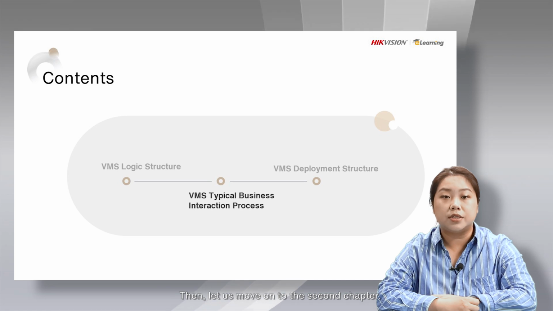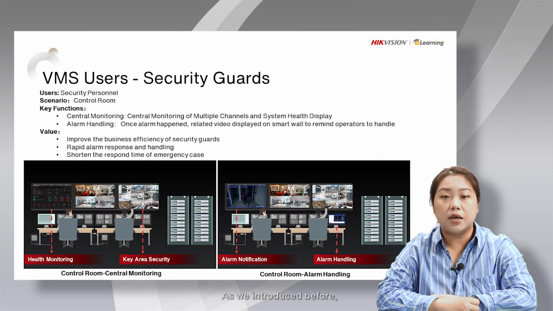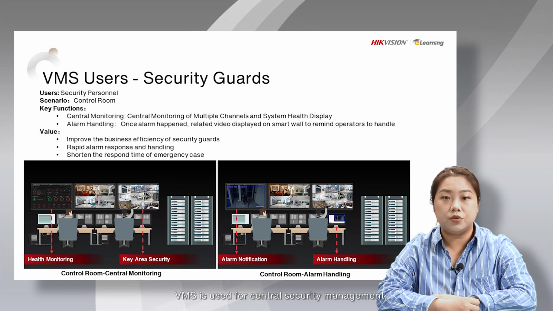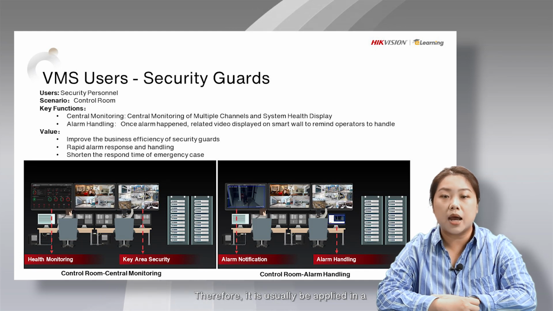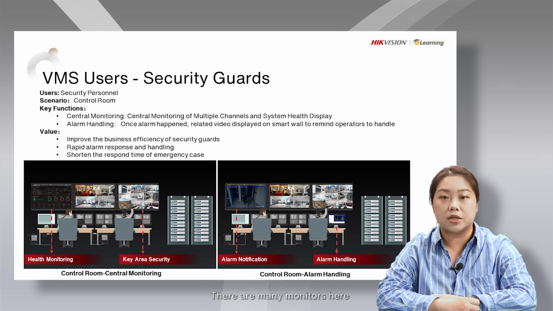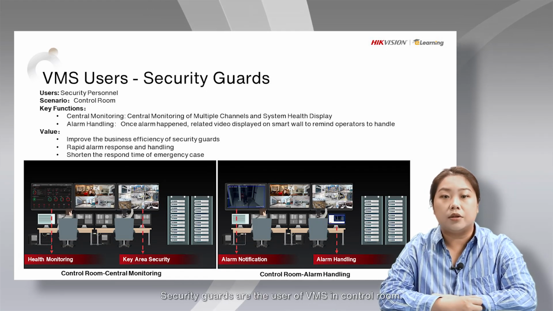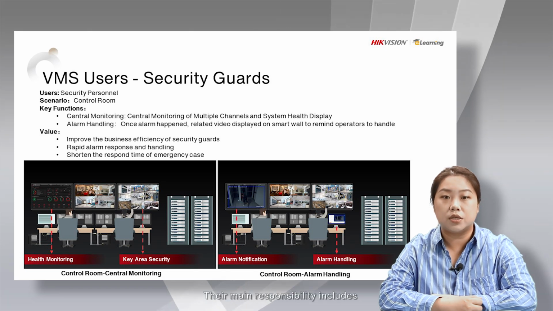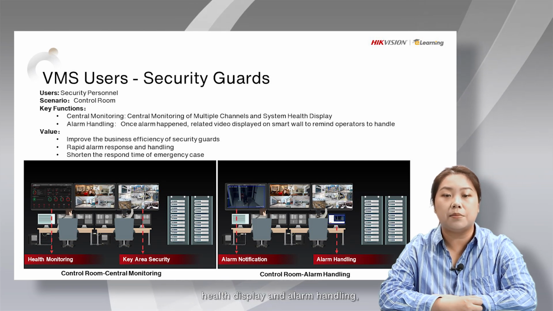Then let us move on to the second chapter, VMS typical business interaction process for video operation and alarm. As we introduced before, VMS is used for central security management. Therefore, it is usually applied in a control room, like shown in this picture. And there are many monitors here, and we usually call it smart wall, and security guards are the user of VMS in control room. Their main responsibility includes central monitoring of multiple channels and system health display and alarm handling.